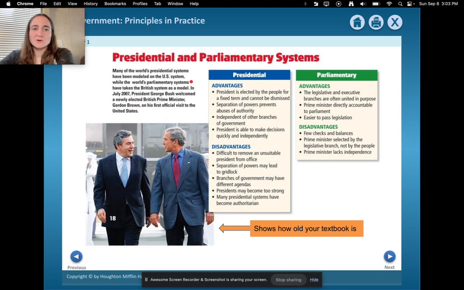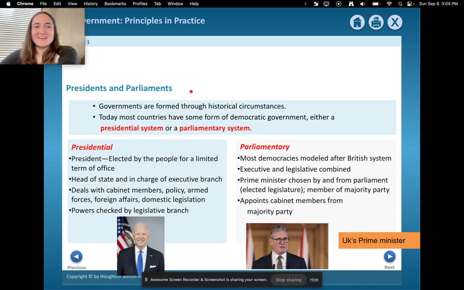Okay, we'll just keep going after that. This shows you how old the textbook and the slides are. When the textbook and slides were made, President George W. Bush was in office, and he came out of office in 2009, which most of you were maybe not even born, or you were just babies. So anyway, let's keep on going.